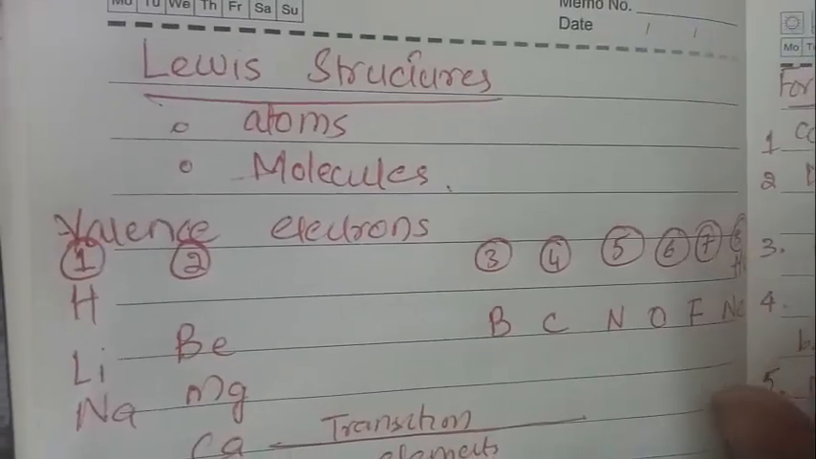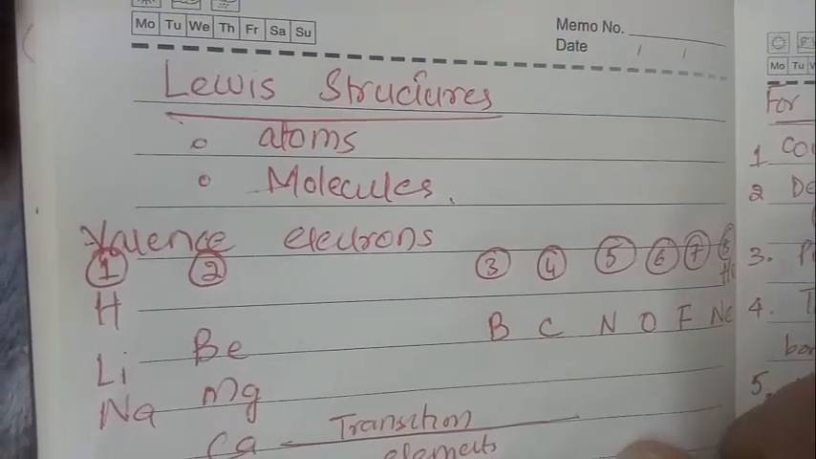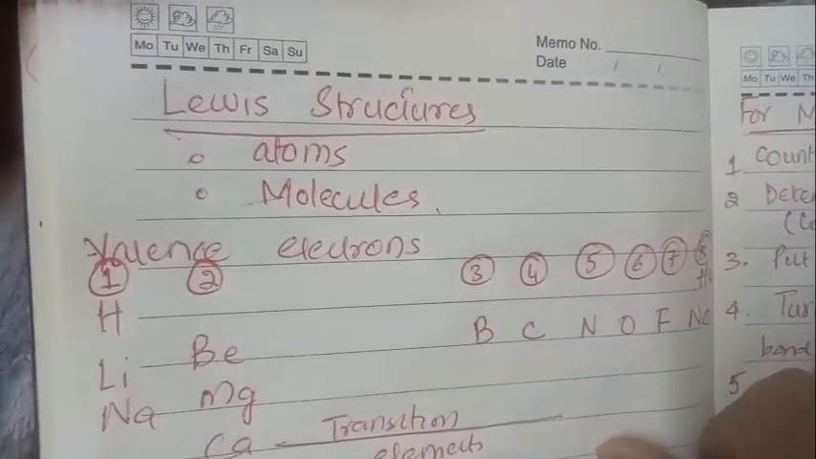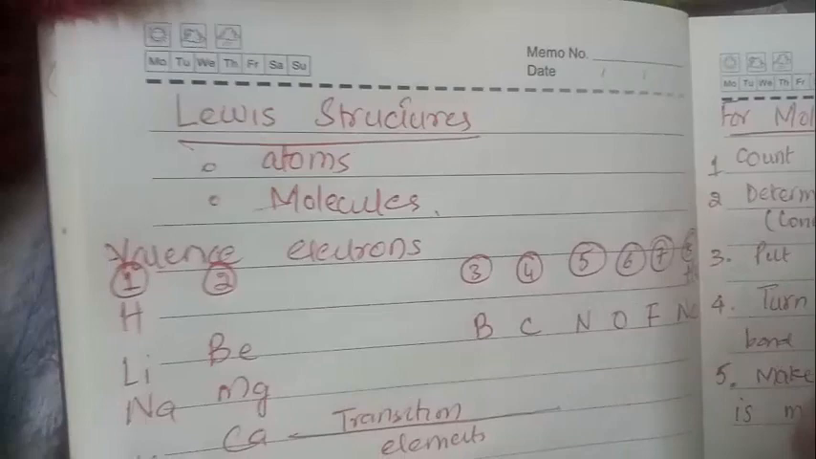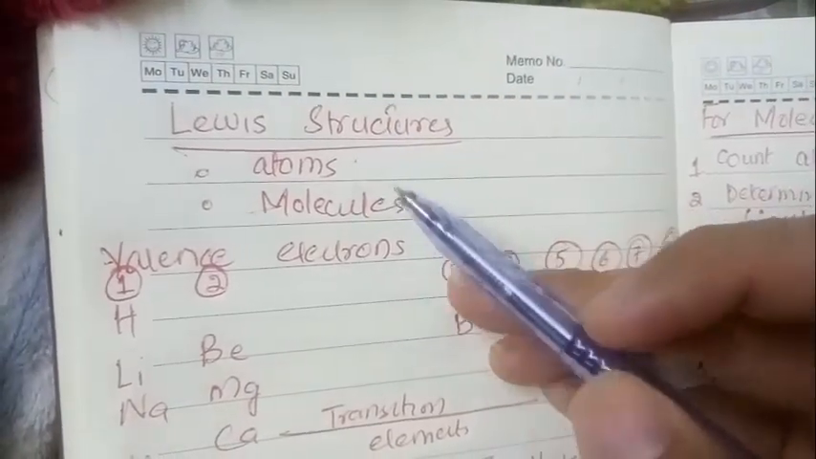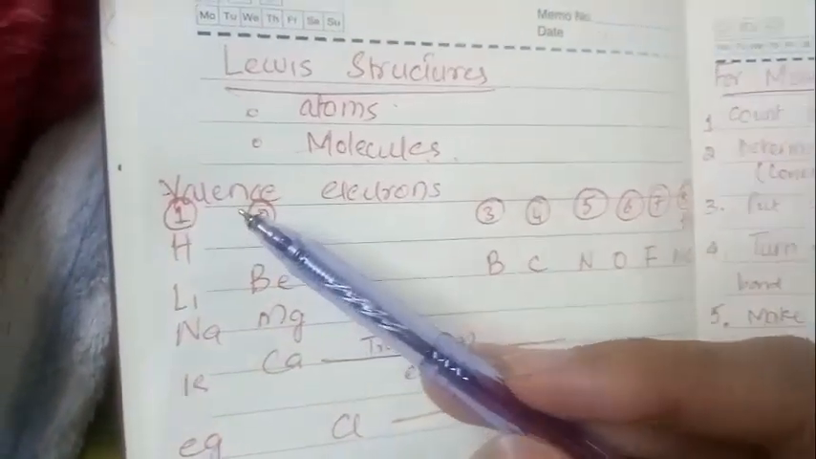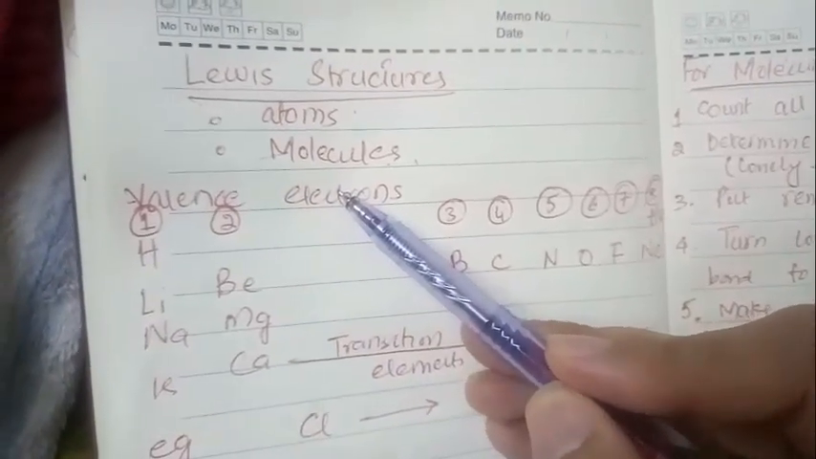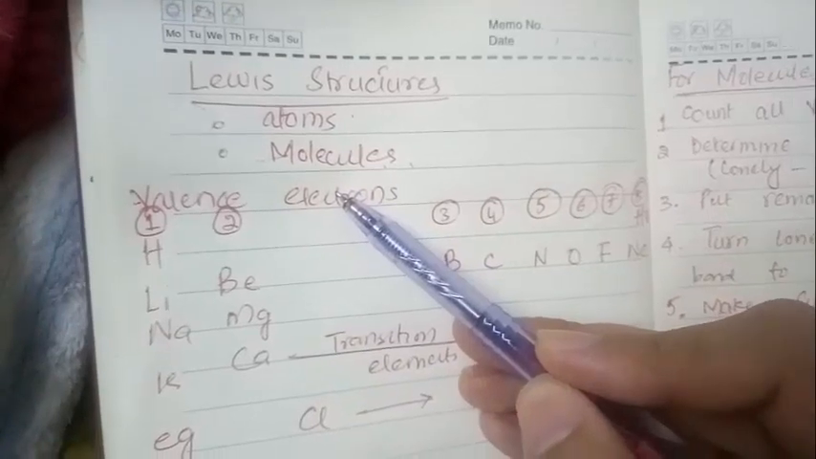Hi, so in this video we're going to talk about Lewis structures, and for that we need to have a few conceptual backgrounds. We're going to discuss it for Lewis structures for atoms and molecules. So firstly, we need to be aware of the concept of valence electrons. Valence electrons are the electrons that are present in the valence shell of any atom.